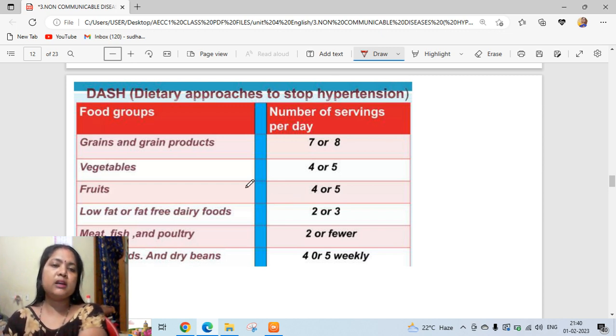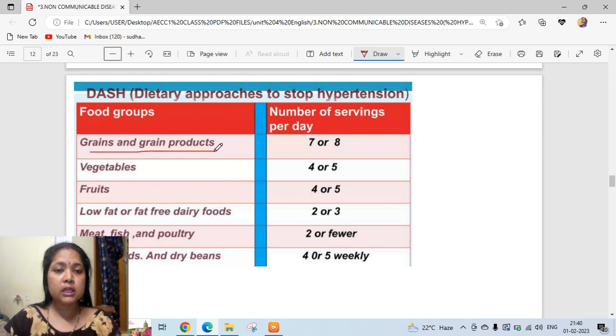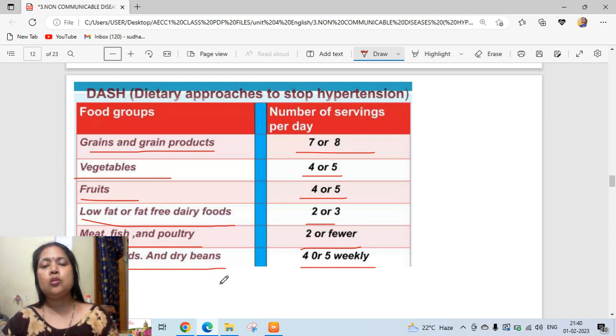So what should be our dietary approach so that we can prevent or stop hypertension? So food groups like grains and grain products, number of servings per day 7 or 8. Vegetables 4 or 5. Fruits 4 or 5. Low fat or fat free dairy foods 2 or 3. Then meat, fish and poultry 2 or fewer. Then nuts, seeds and dry beans 4 or 5 weekly. Okay. This is the dietary approach to stop hypertension.